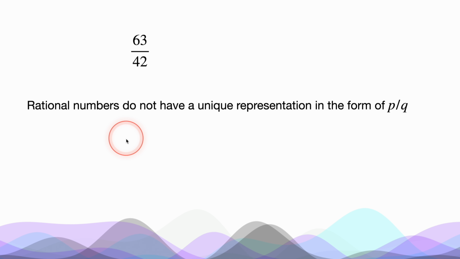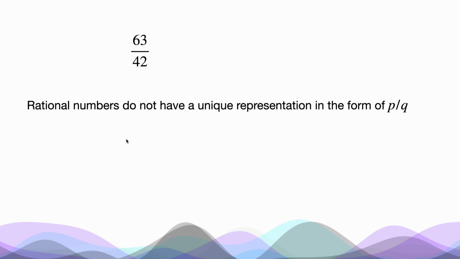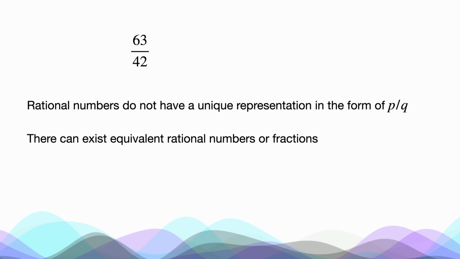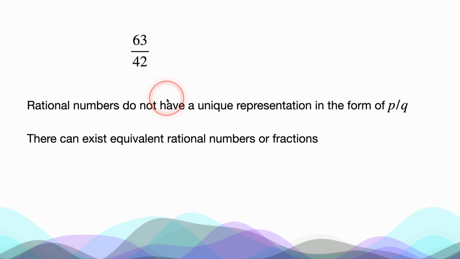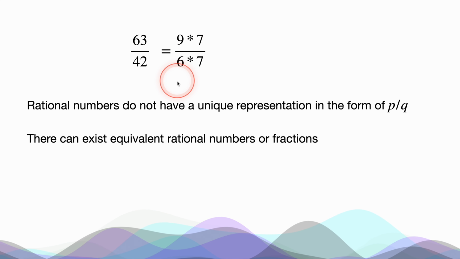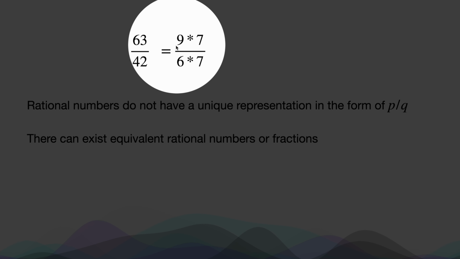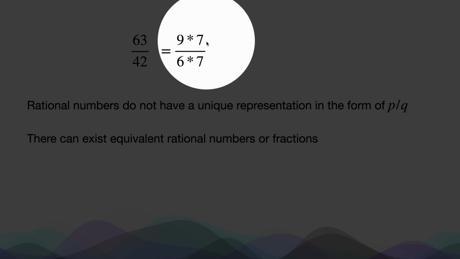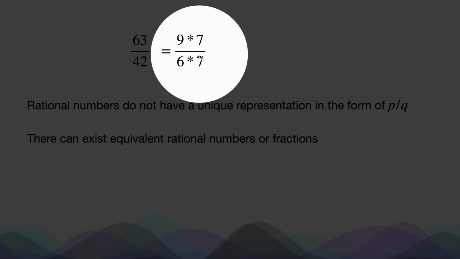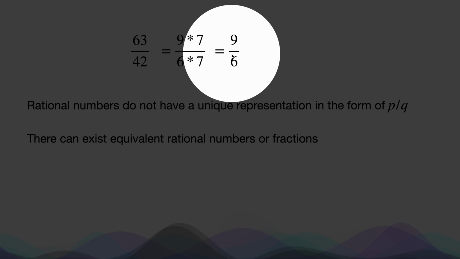Now rational numbers do not have a unique representation in the form of p by q. So what does this mean? There can exist equivalent rational numbers or fractions. So let us look at 63 by 42 and see whether we can represent it in a different form. We can factorize it and write it as 9 into 7 divided by 6 into 7. Now we have 7 as a common factor, right? So we can cancel out the 7 and write it as 9 by 6.